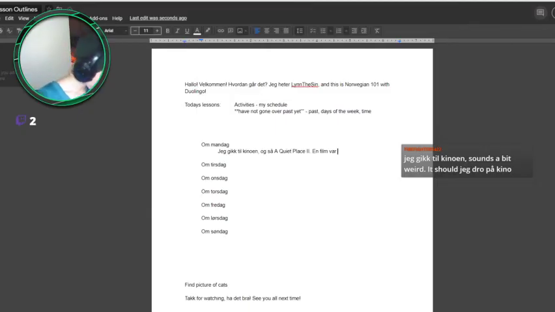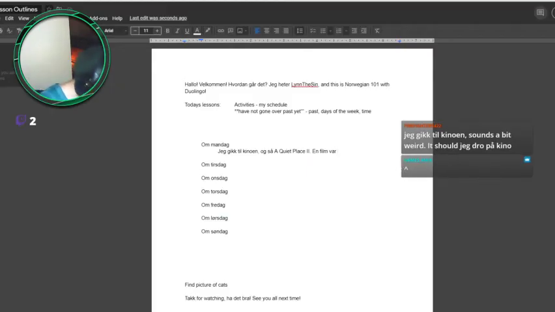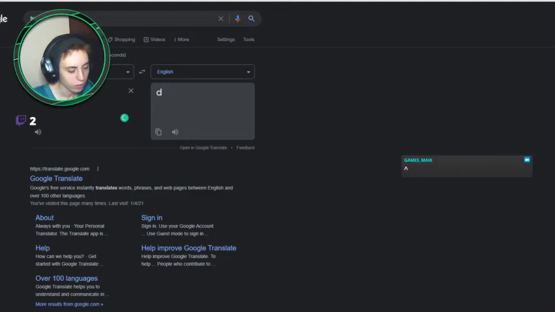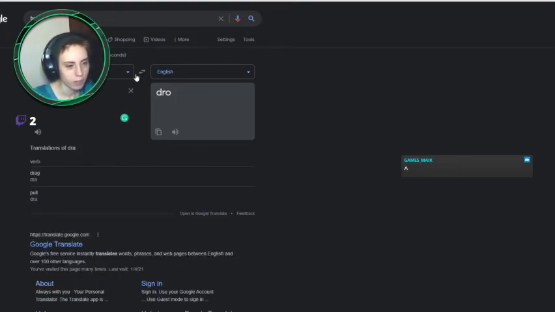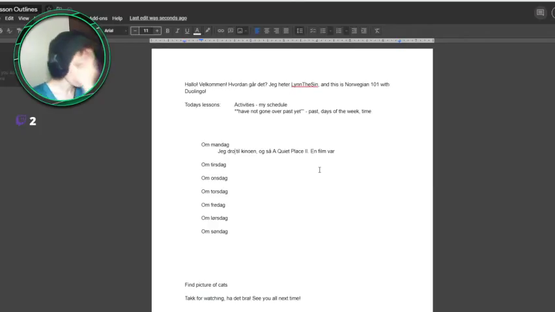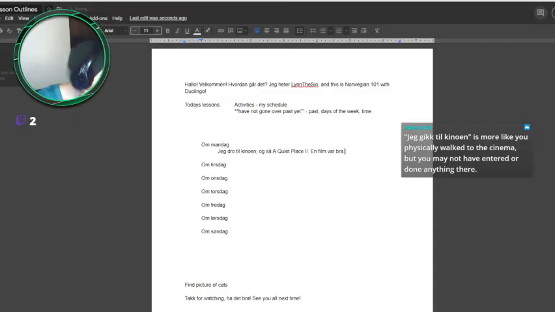Yeah, gikk til kinoen sounds a bit weird. It should be dro til kinoen. Okay. I have not learned dro yet. That was probably why. Okay, so yeah, I dro. Even Google Translate doesn't know. This is why Google Translate isn't always the best resource to reach out to. Yeah, I dro til kinoen, saw A Quiet Place 2. Filmen var bra? The film was good? Or like physically walked to the cinema, but you may not have entered or done anything. Oh, okay.